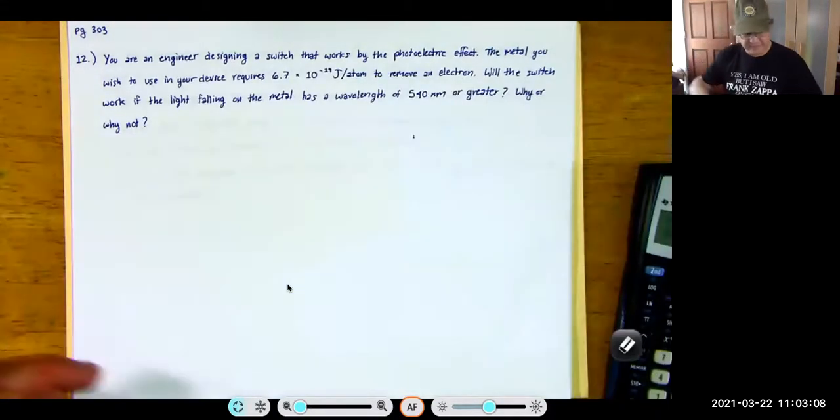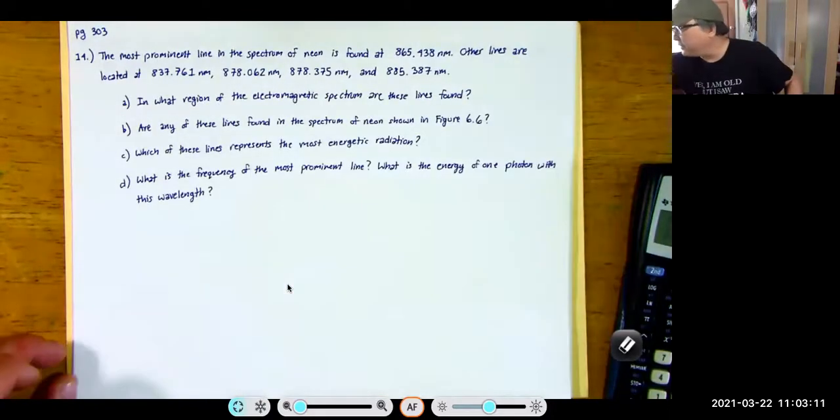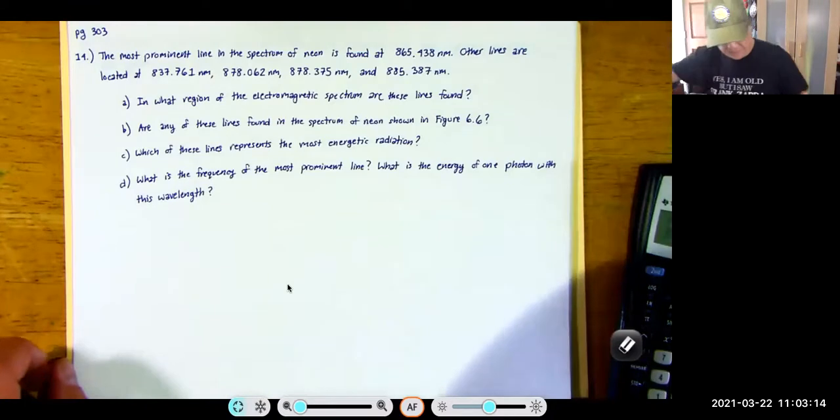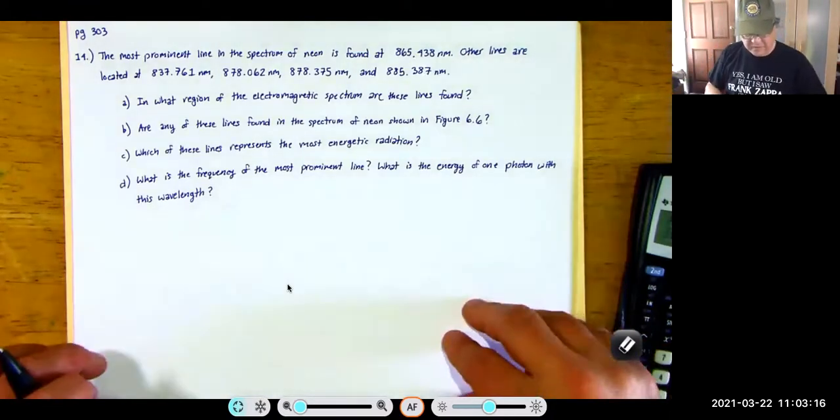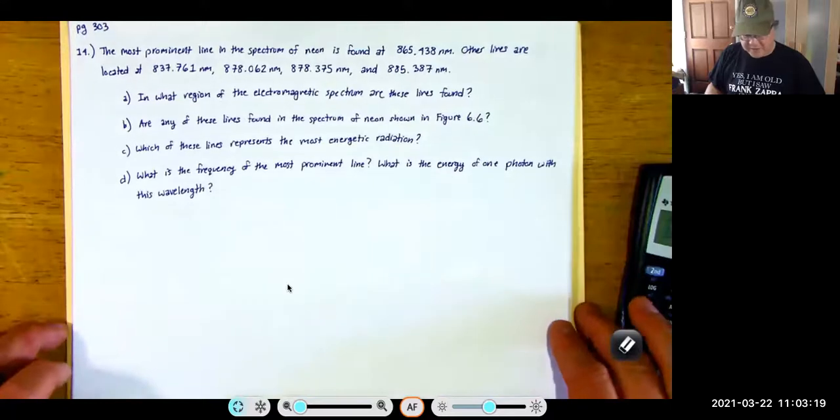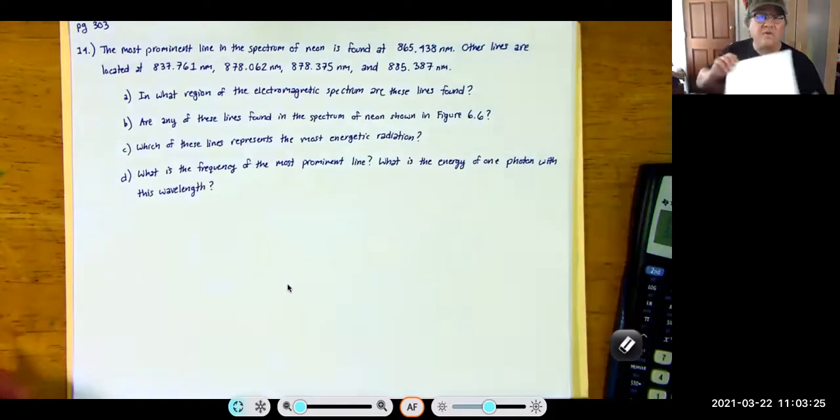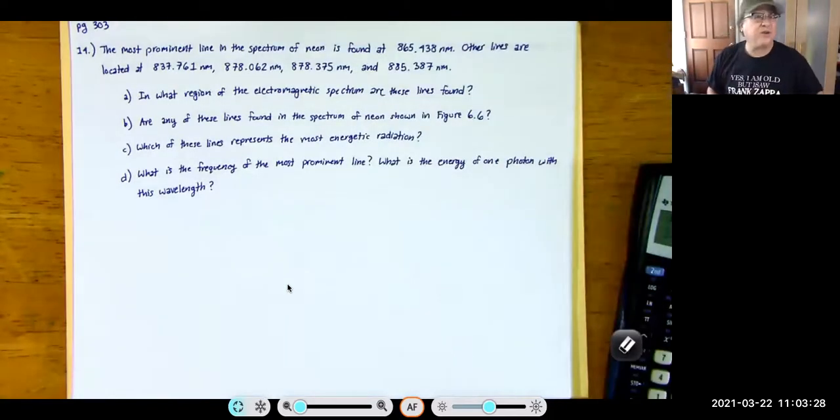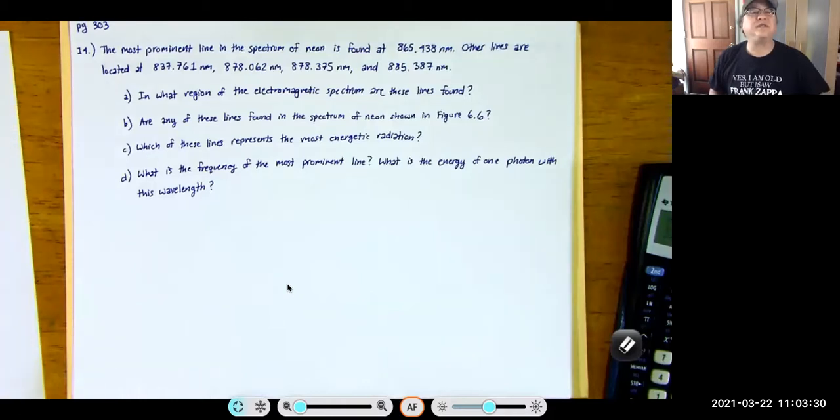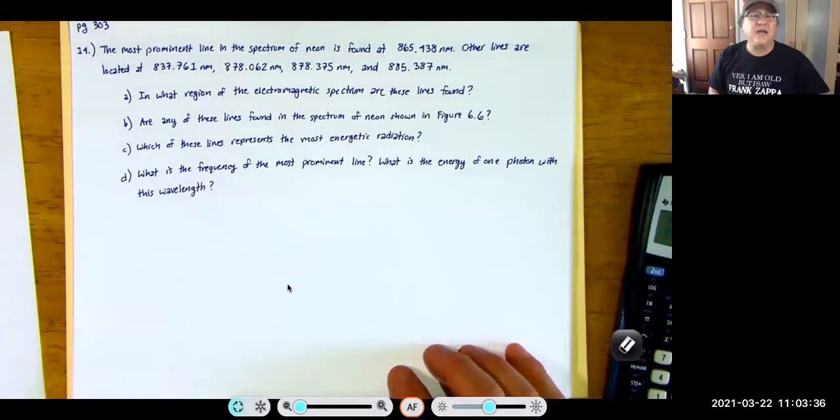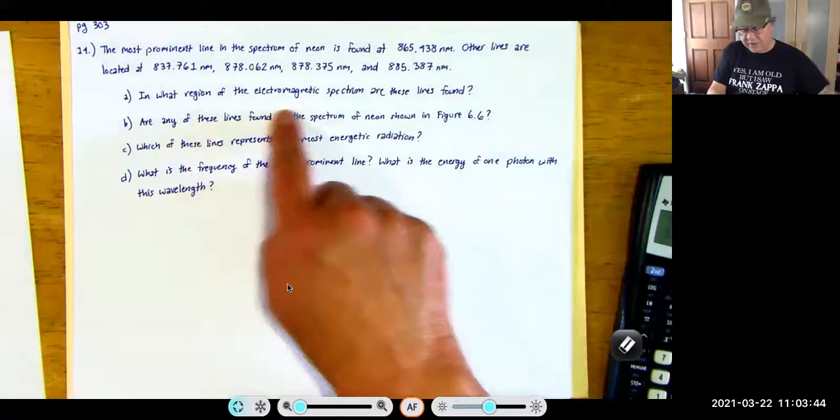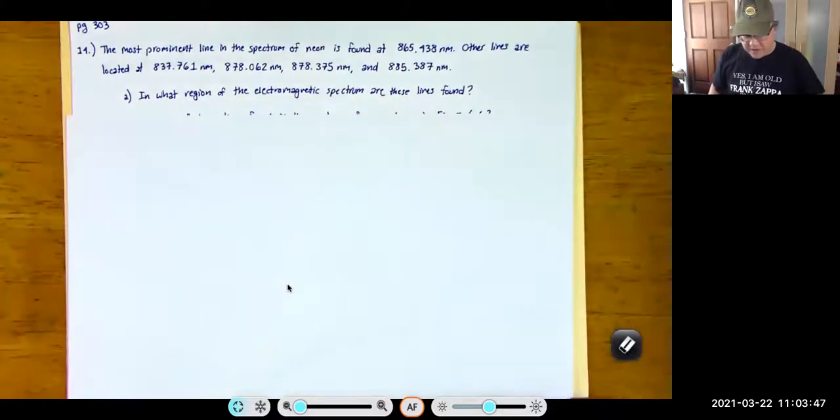Okay. And I think we're going to do one more. The most prominent line in the spectrum of neon is found at 865.438 nanometers. Other lines are located at 837.761 nanometers, 878.062 nanometers, 878.375 nanometers, and 885.387 nanometers. In what region of the electromagnetic spectrum are these lines found?